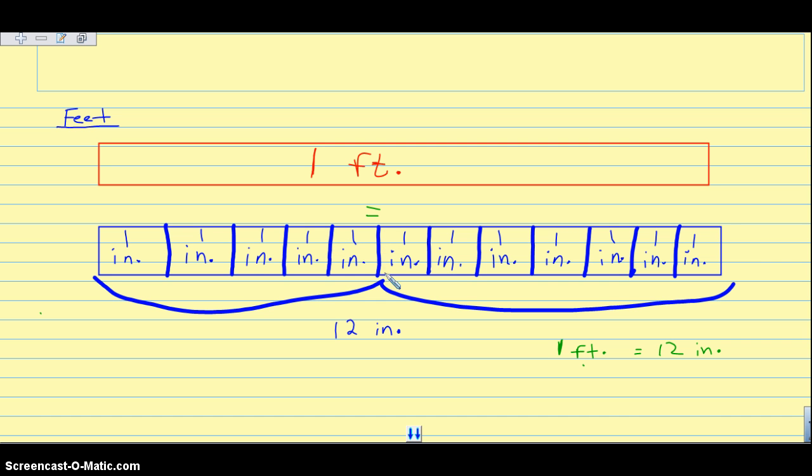I'm sorry, you cut the bar into 12 pieces. Each piece is going to represent 1 inch, 1 inch, 1 inch, and so on, all totaling up into 12 inches. So right now go ahead and pause the video and jot this down in your notes.